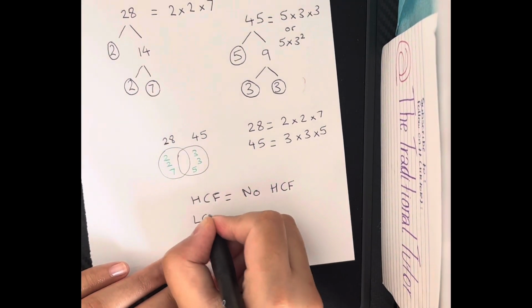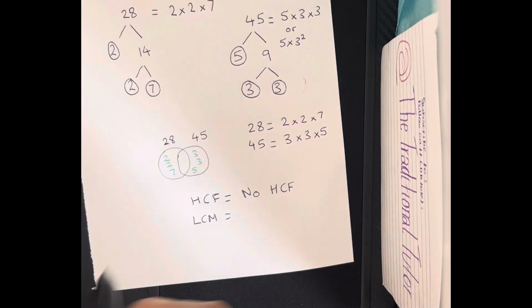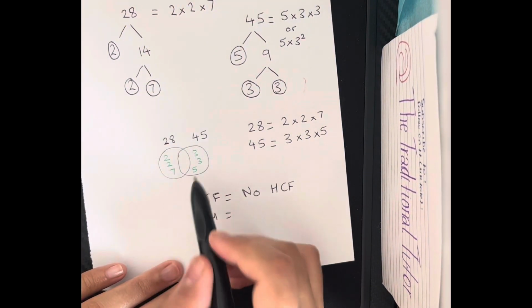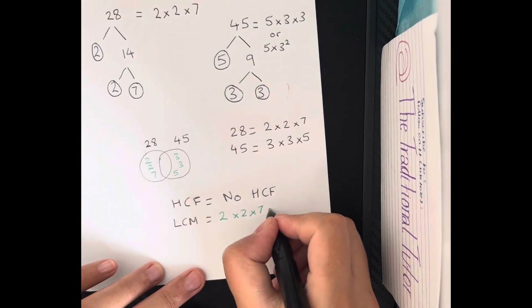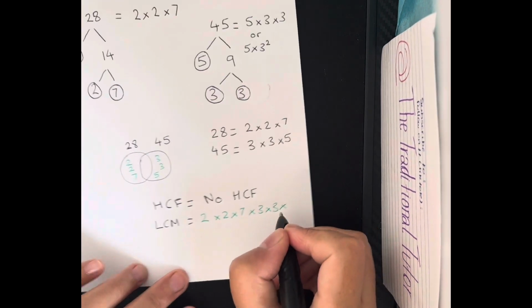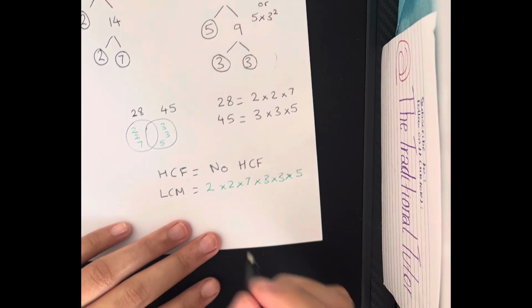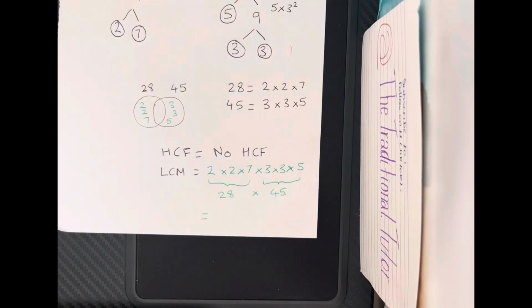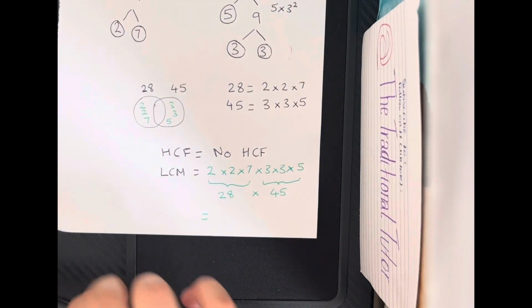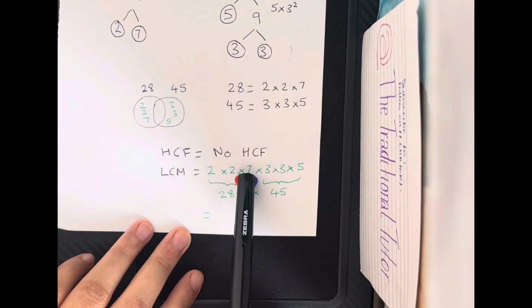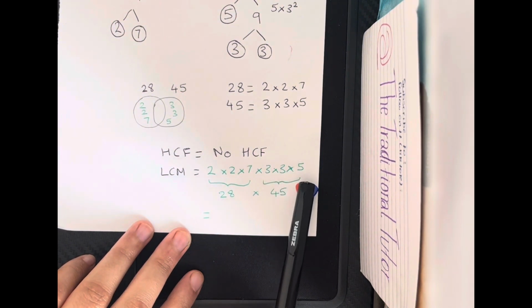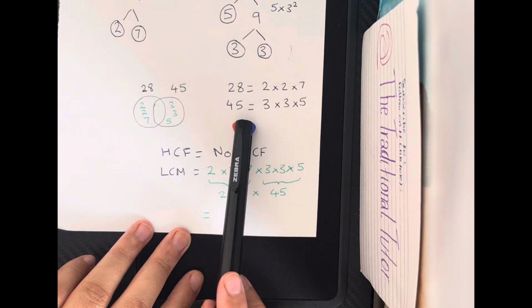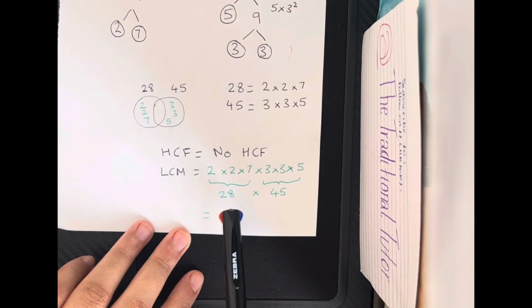And for LCM, remember, it's just all the numbers in your Venn diagram multiplied together. So that means it's 2 times 2 times 7 times 3 times 3 times 5. Now, instead of doing all the multiplication, I've just broken it down and said that 2 times 2 times 7, we know that's already 28, so I can just put that there. And 3 times 3 times 5 is already 45, as we know from above. So it's basically a case of doing 28 times 45.